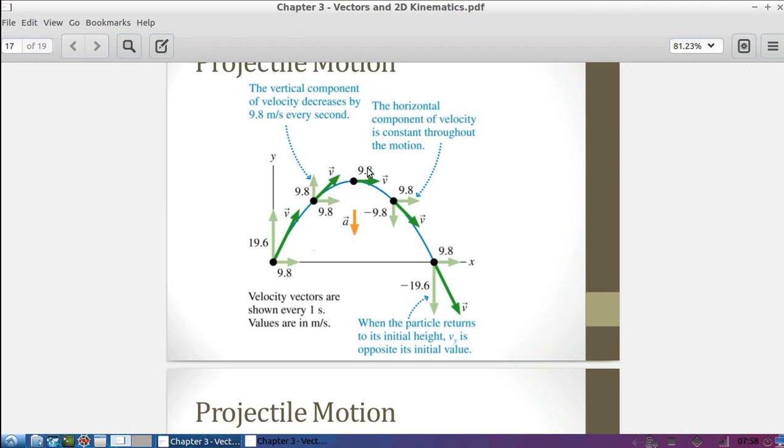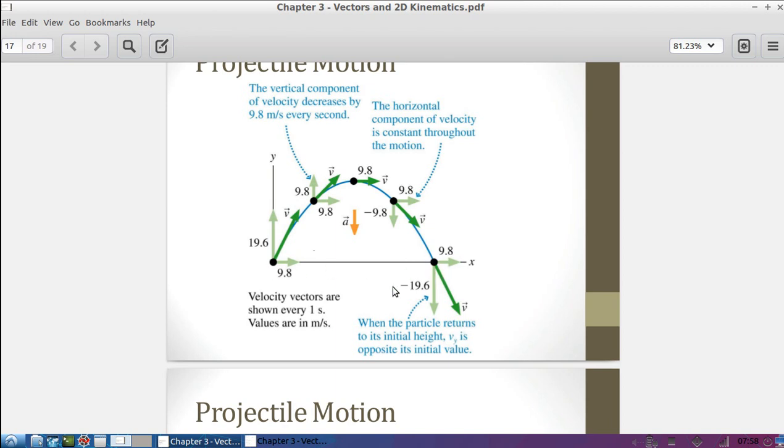Eventually, at max height, it gets to 0. I don't see a y component of my velocity vector. So it still has velocity at the top, but it's just in the x direction. There's no y component of velocity. Then it's going to start to descend because the acceleration is still negative the whole time the object's in free fall, and then it's going to hit the ground.